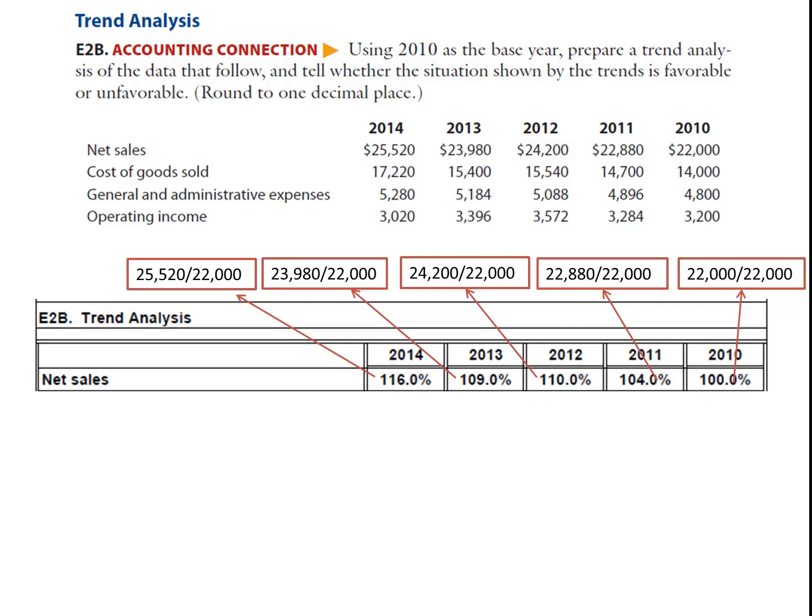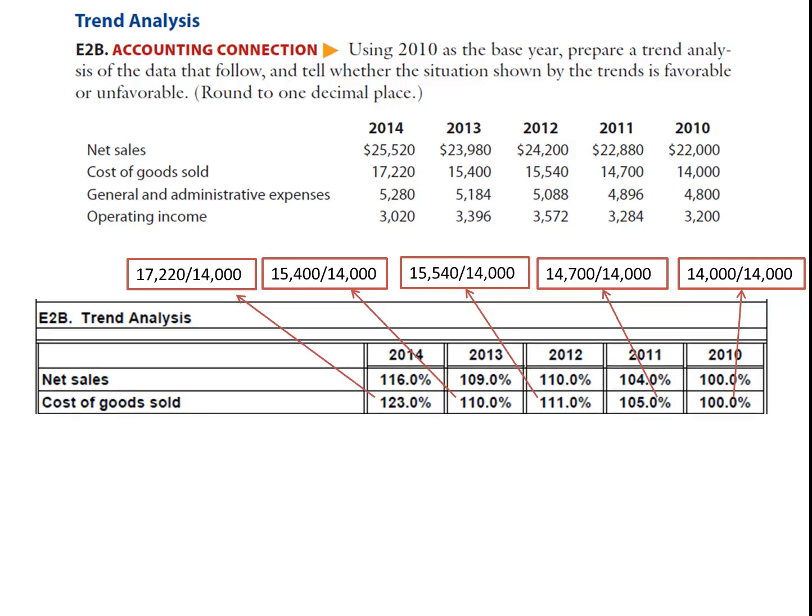So then we're going to do the same thing for cost of goods sold. For cost of goods sold, everything's divided by 2010. So if you divide each of these numbers up here by 2010, you can see what's happening along the way. In 2013, again, we went down a little bit in our cost of goods sold, which is a good thing. Since our net sales went down, you would expect the cost of those goods that we sold to go down as well.